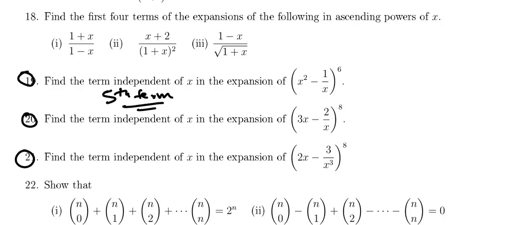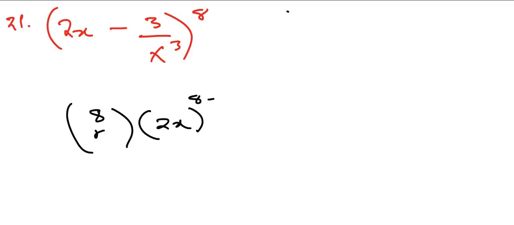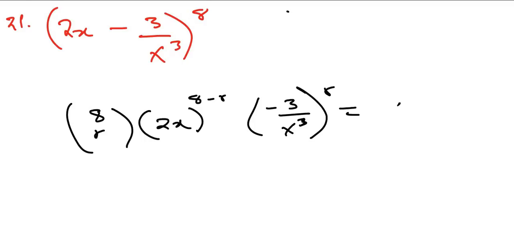So let me just do it on a separate. So this is 2x, this question 21, minus 3. This is x to the power 3. There's an 8 there. Yeah, that's what you have. So the one-third term that's independent of x, we said you first of all write the n, then put an r here, then write 2x, then you have 8 minus r, then you have negative 3, x to the power 3, then raised to the power r, this is equal to x to the power 0.